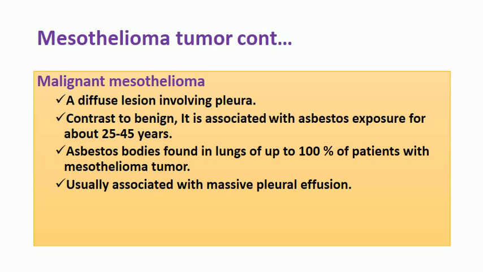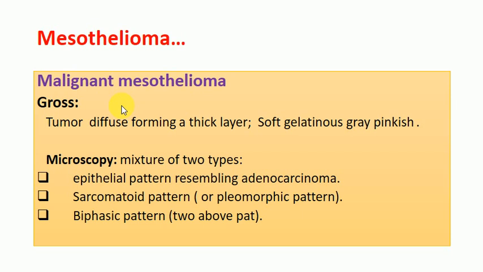Grossly, these malignant mesotheliomas are diffuse, forming a thick layer, and are soft, gelatinous, gray-pinkish. Microscopically, the epithelial pattern of the malignant mesothelioma resembles adenocarcinoma, and we also see the sarcomatoid pattern or pleomorphic patterns. Pleomorphic means atypia occurs. In the benign type there is no atypia, but here you will see atypia, meaning the cells have different shapes and structures. Sometimes you can see a biphasic pattern, which involves both the epithelial pattern and the sarcomatoid pattern. You see cells resembling adenocarcinoma and, at the same time, pleomorphic cells.